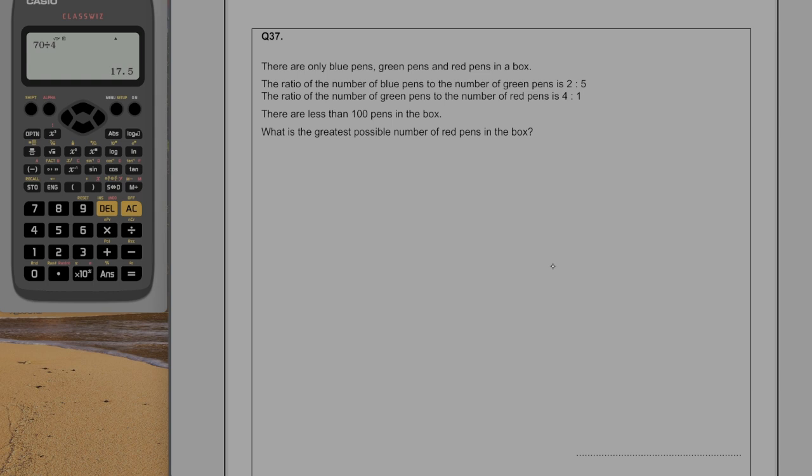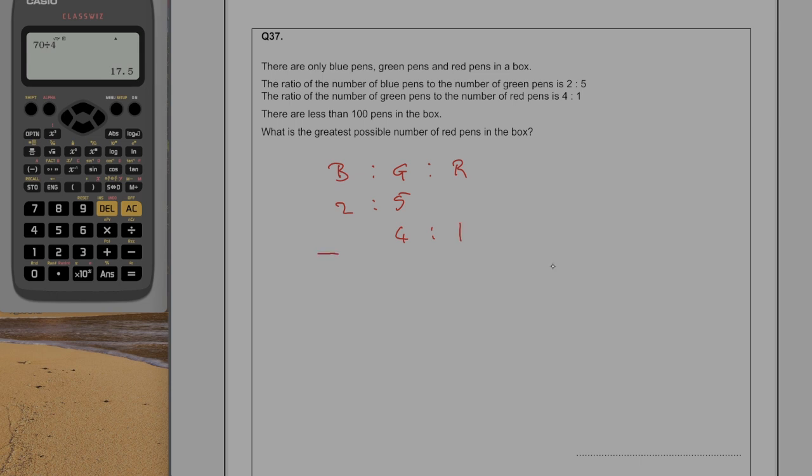Okay, if we start putting some of this information in, so if we say blue, green, red. So the ratio of the number of blue to green is 2 to 5. The ratio of the number of green pens to red pens is 4 to 1.